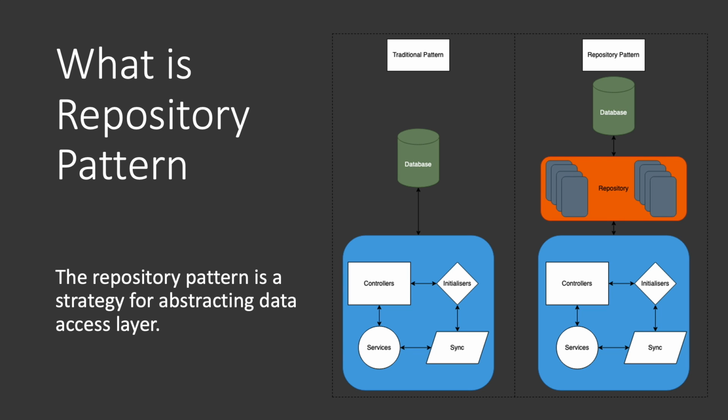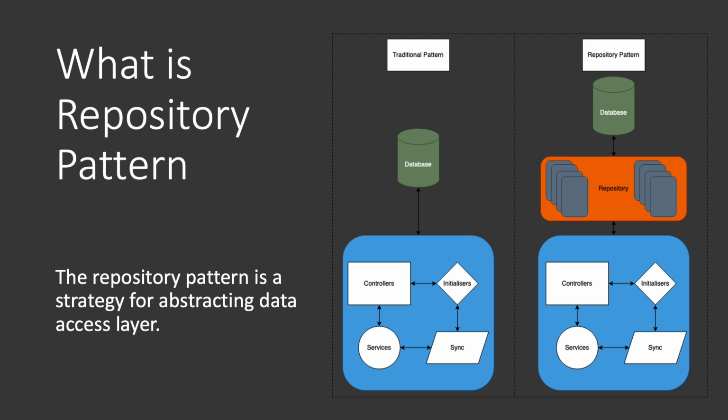Using this pattern, we will be able to achieve loose coupling and keep the domain object persistent and ignorant. So as we can see here from the two graphs, in the traditional pattern, all of our different application components like controllers, services, sync, and initializers all have direct access to our database. So there is no middle layer which controls this communication between our application and the database. It's a direct connection. While in the repository pattern, all of our controllers, initializers, services, and sync directly communicate with the repository, and then it's the repository's job to communicate with the database and actually execute those commands, and vice versa.